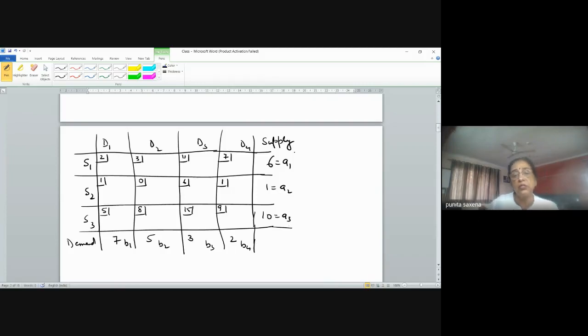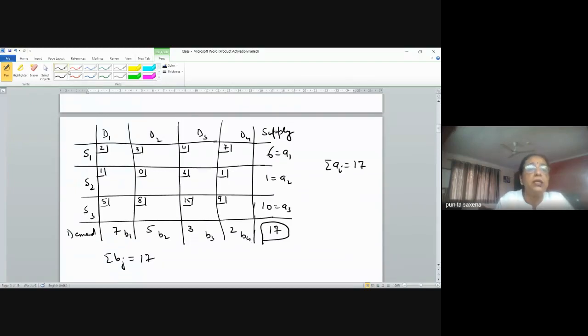Now, what is the first thing that we check? Whether summation Ai is equal to summation Bj. Now, in this problem, how much is summation Ai? 17. And how much is summation Bj? Again, 17. So this is the total supply, and this is the total demand, which are equal. So that means the given transportation problem is a balanced transportation problem. Is that okay?